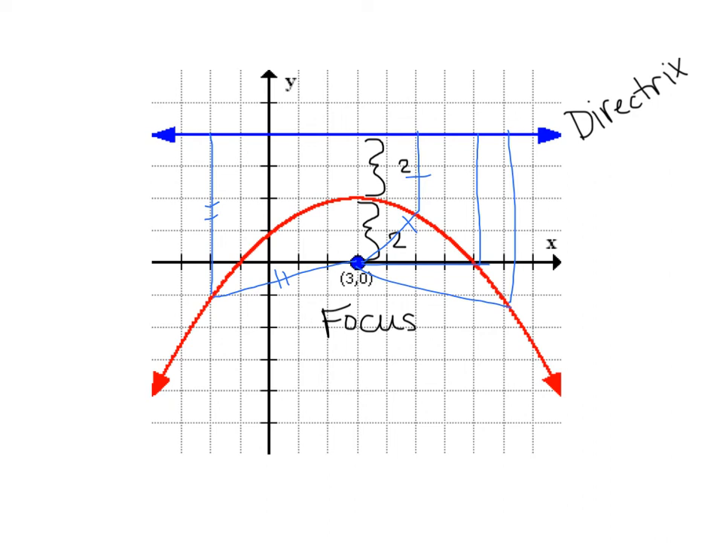There is a proof in your textbook on page 412 if you're interested in looking at it. It actually uses the distance formula to calculate that. We are not going to get into that in this class this year. But it is important for you to understand where these terms come from. What we'll be doing this year is using the information about the focus and the directrix to write equations of parabolas.